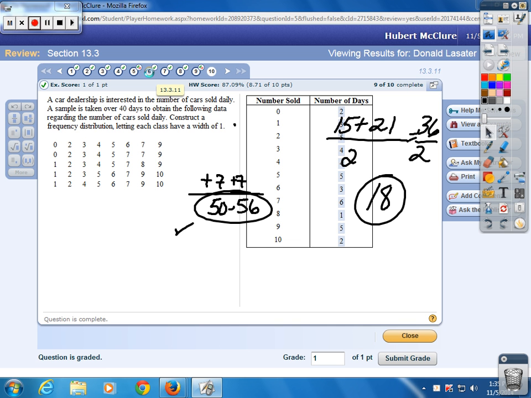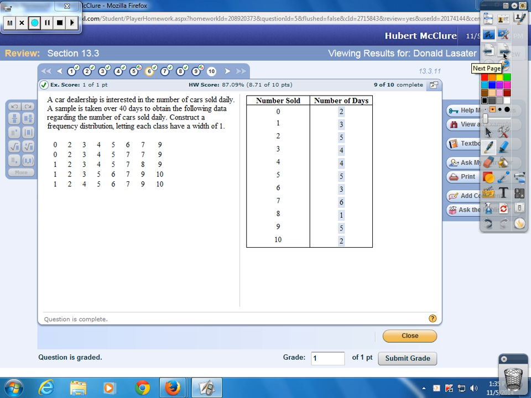All right, look right here. It says a car dealership is interested in the number of cars sold over 40 days. Okay, here's your question: construct a frequency distribution with a class width of 1. Well, the first thing you want to do in all statistics, does anybody know what the first thing you do is with your data? Anybody want to take a guess?